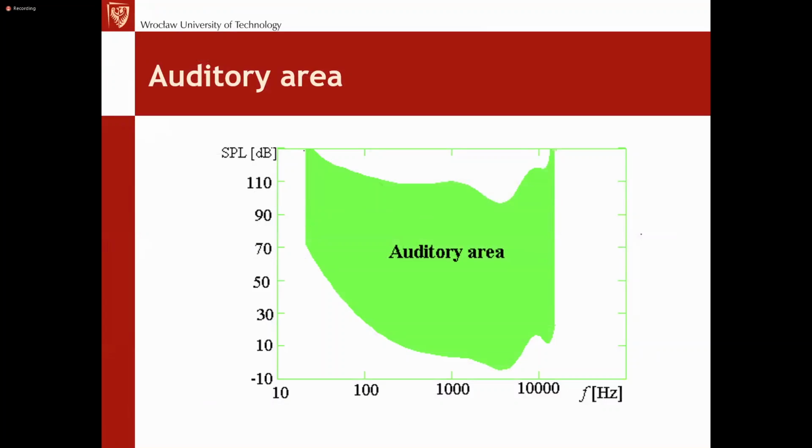And so let's go back for the moment to our auditory area. As I told you earlier, we can talk about auditory area when we have the sound of frequencies ranging from 20 hertz to almost 20 kilohertz, and intensity or sound pressure levels ranging from 0 to 110 decibels. And within this area, we can say that we are in auditory area.